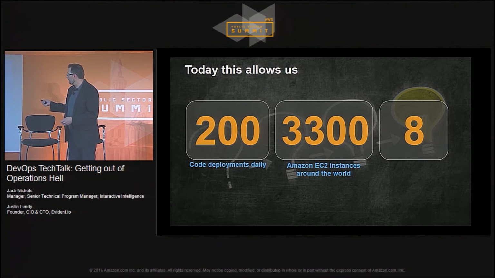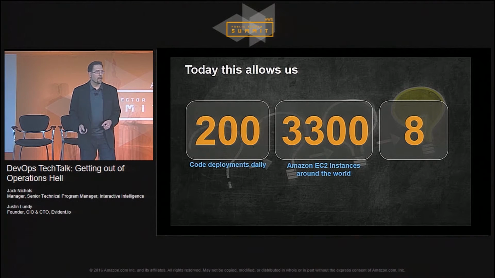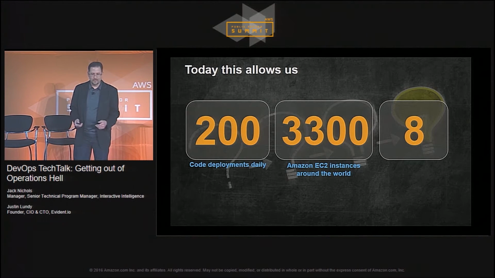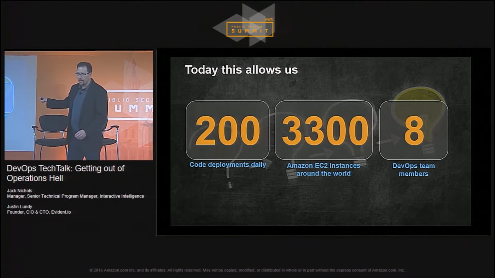A funny story, after asking tons and tons of people, I had to go to finance to look at our bill to figure out how many EC2 instances we actually had. They're the only ones that were actually caring about that, oddly enough. And we do all that today with 8 people.